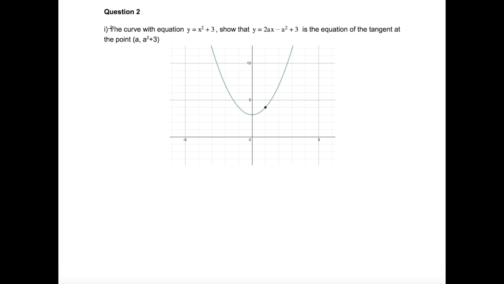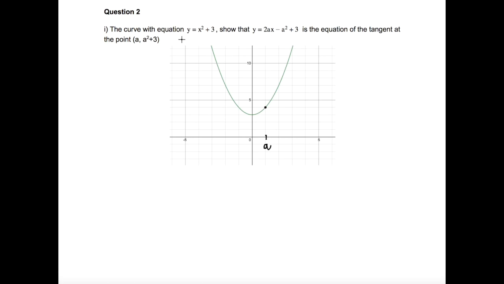Well, it says the following: for the curve with equation y equals x squared plus 3, show that y equals 2ax minus a squared plus 3 is the equation of the tangent at the point (a, a squared plus 3). Let's not freak out about the fact that there are a's in this. We just treat it with the same logic we use in other questions to do with tangents. All it's saying is that anywhere randomly, with an x value of a, the equation of the tangent at that point is equal to this expression right here.